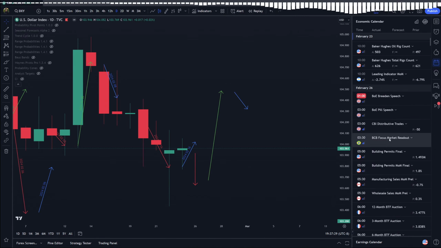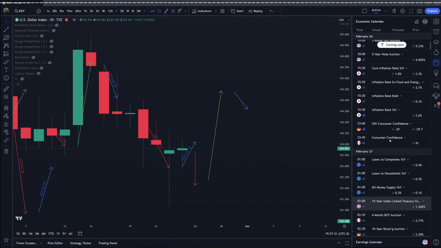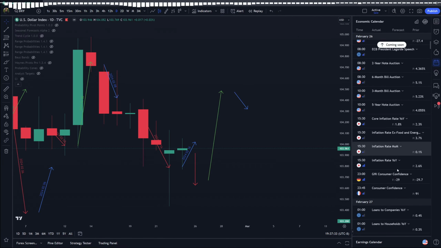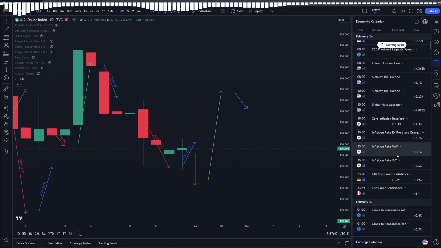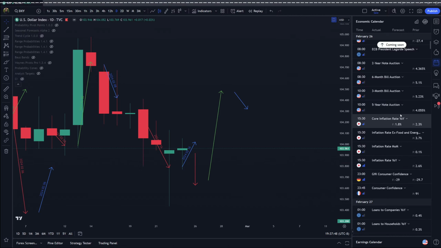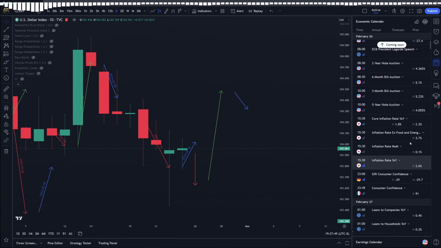And I actually do not see the releases that I'm looking for. Oh, there we go. Japanese inflation month over month. So that's going to be happening a bit after the close on that particular trading day. This can create quite a bit of volatility.